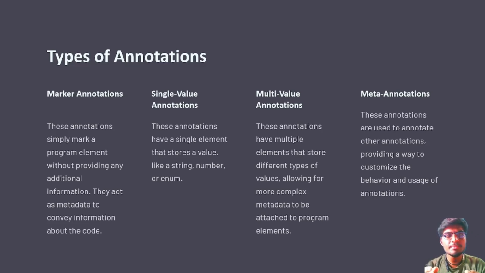These annotations simply mark a program element without providing any additional information. They act as metadata to convey information about the code. That's it. Single value annotations have a single element that stores a value like a string, number or enum. It can store any type of single value.